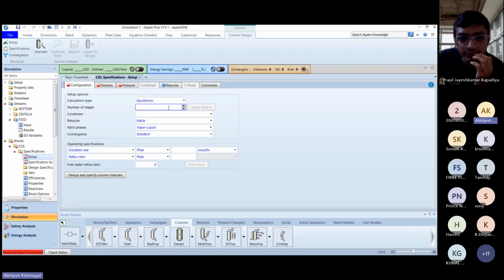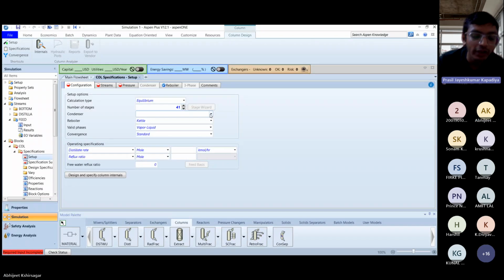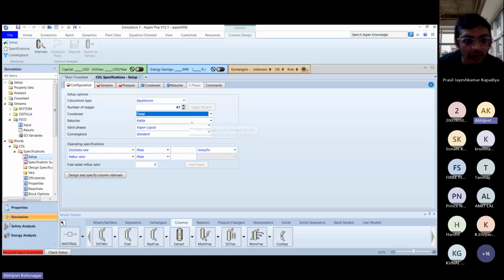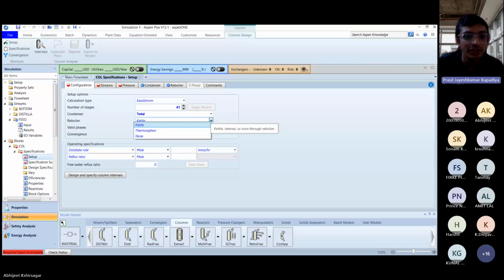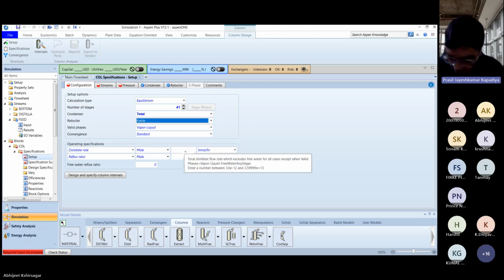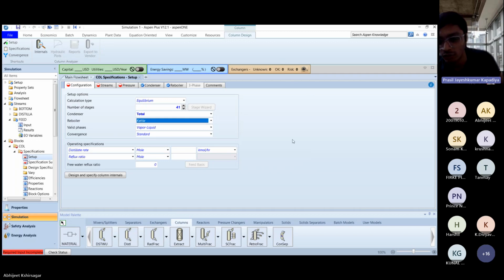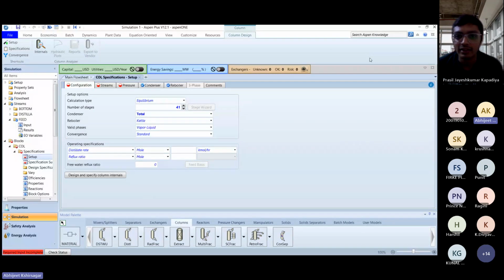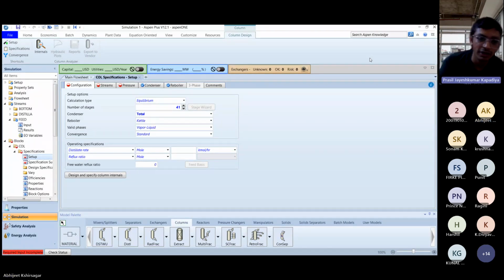Number of stages, 16 or 68? 41. Then total condenser. We have a total condenser. Reboiler we won't touch. Phases, we have vapor-liquid phases. We won't touch it, just keep it the way it is. Convergence standard, we won't change convergence. What is convergence criteria? Anyone? What does the word convergence mean? Tolerance for our answer. Yes, tolerance.